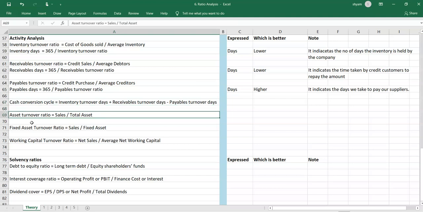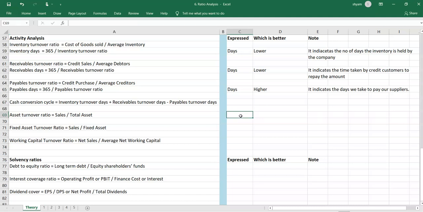The next one is asset turnover ratio. Here we can't say it is a ratio, we put it as times. We refer to it as times. For example, 100 divided by 10 is 10 times. So what does this times refer to? This tells us how efficiently we use the assets when compared to sales. Are we able to generate more sales with the assets?